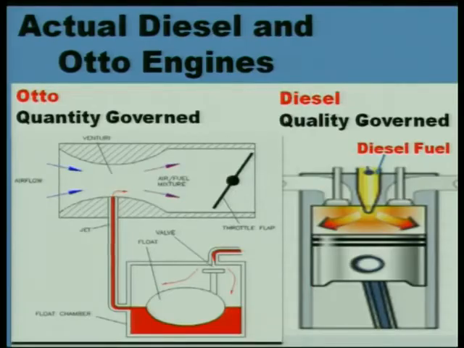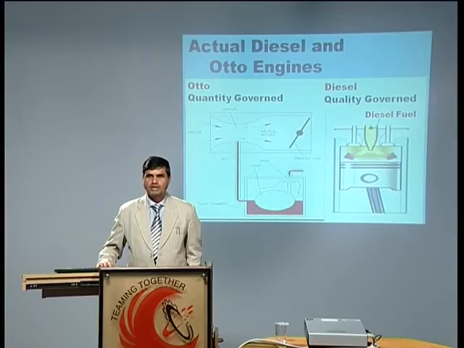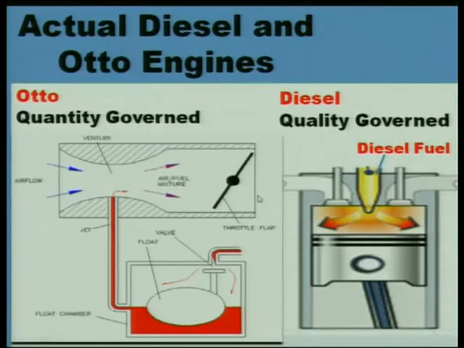Then I said quantity and quality govern, I explained. In the case of the Otto cycle, the quantity of air and fuel mixture entering the cylinder is controlled by a throttle valve, which the driver controls with the accelerator pedal. More opening of the throttle valve means more air plus fuel mixture enters the cylinder, but the carburetor supplies only a fixed air fuel ratio, around 15. The amount of mixture entering the cylinder is controlled by the throttle valve. So here the quantity of mixture is controlled, that is why these engines are termed quantity governed.